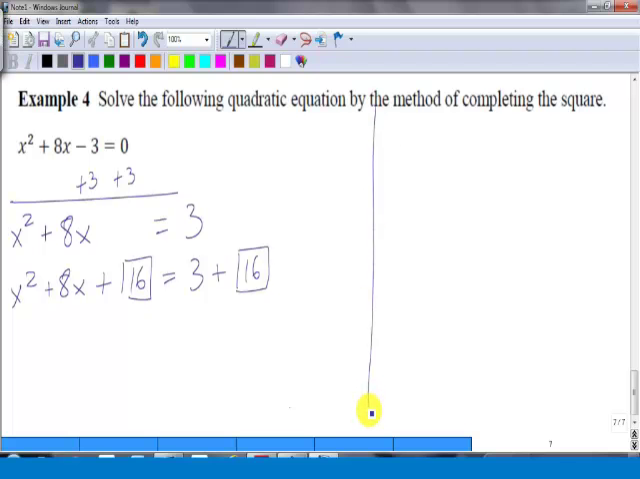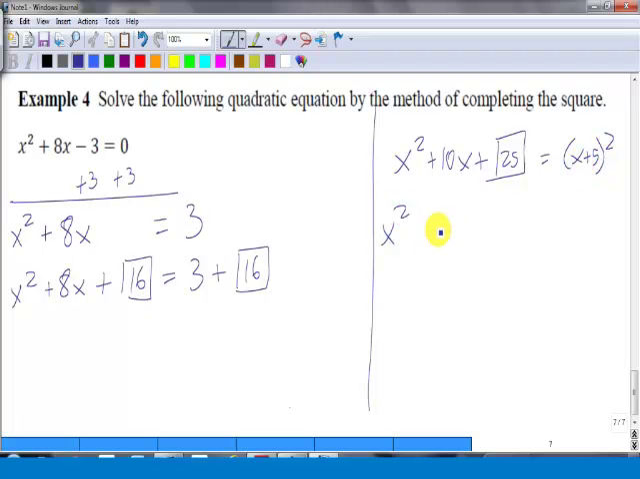Suppose that's not an 8x. I'll come back to this one in a moment, but just a quick little aside here. Suppose it had been x squared plus 10x. What number can you add to that to make that a perfect square trinomial? 25 works nicely. And that would be x plus 5 quantity squared.